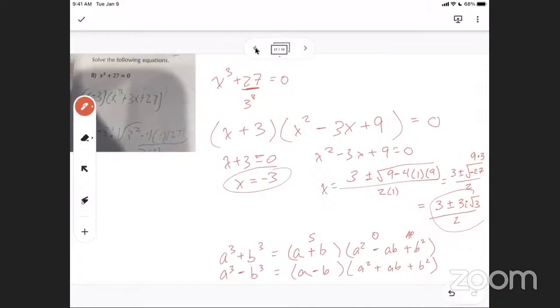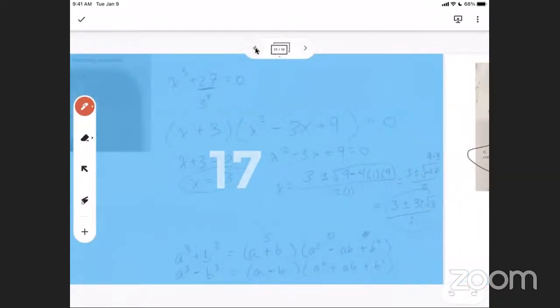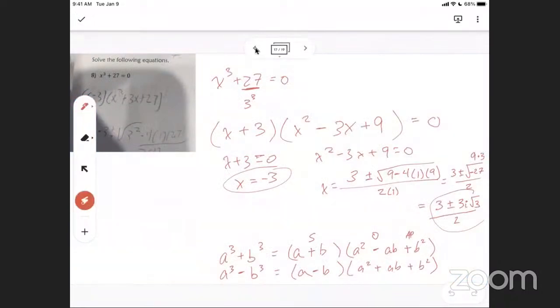2 imaginary and 1 real solution. So I have 3 answers. One real solution. This is called a real solution, and 2 imaginary solutions. In total, you have 3 complex solutions. Complex includes real and imaginary.